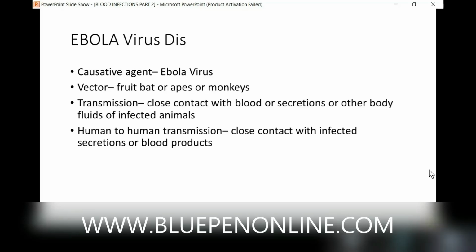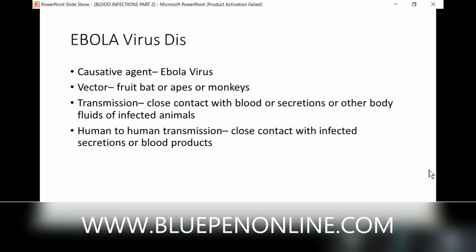This is Ebola virus. They can also ask about Ebola virus for 3 marks. The causative agent is Ebola virus. The vector is the fruit bat, or apes or monkeys. Ebola virus, as you have seen in your book, I guess, is a filamentous virus. It is mainly found in the African countries because it has created an epidemic there.